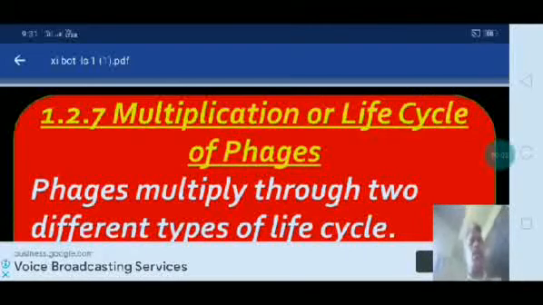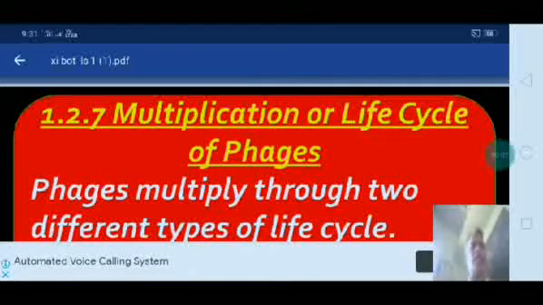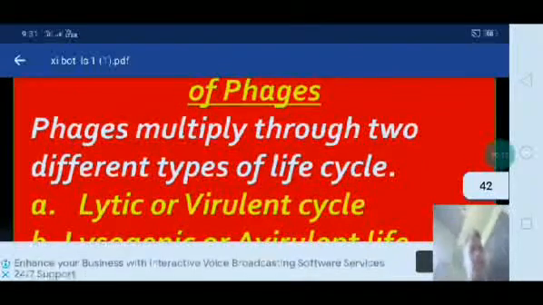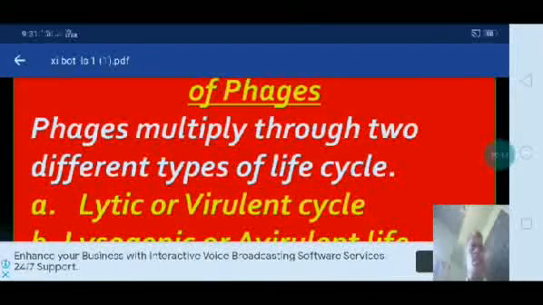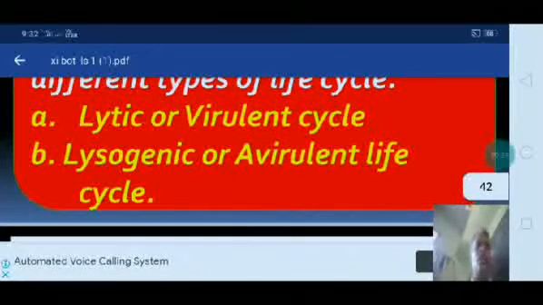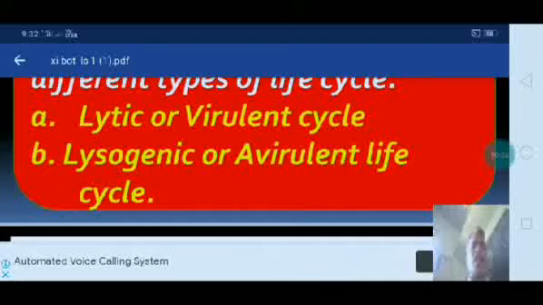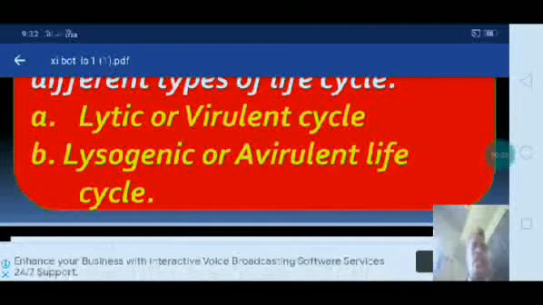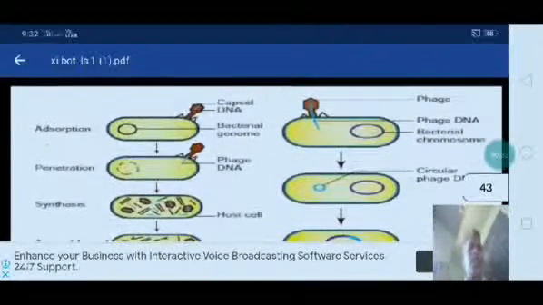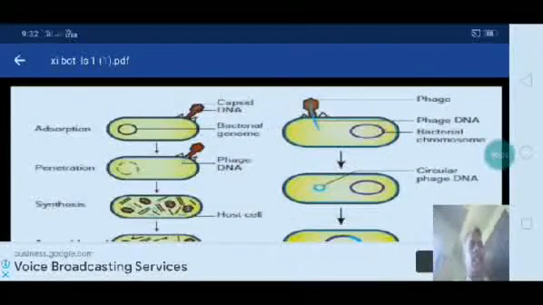Okay, the next one is multiplication or life cycle of phages. Here the phages multiply through 2 different types of life cycle. In which way are the phages multiplied? There are 2 categories. The first one is the lytic or virulent cycle. Another one is the lysogenic or avirulent life cycle. You can see the lytic cycle and lysogenic cycle.